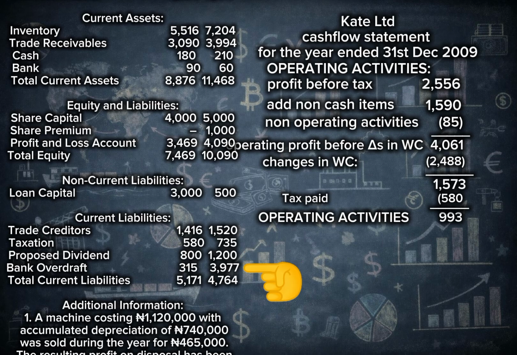Proposed dividends will be treated under financing activities as it is cash paid to owners for funding the business, and bank overdraft is also a cash equivalent, so it will be treated as such.